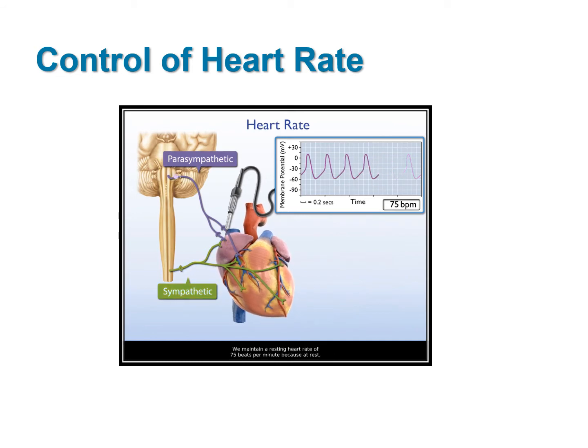We maintain a resting heart rate of 75 beats per minute because at rest, parasympathetic input is greater than sympathetic input. Removing parasympathetic stimulation allows the heart rate to rebound to the intrinsic rate of the SA node, around 100 beats per minute. Further sympathetic stimulation is required to achieve a maximum heart rate of 190 beats per minute.